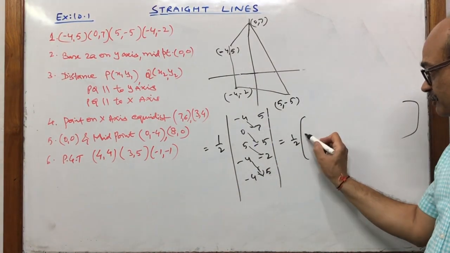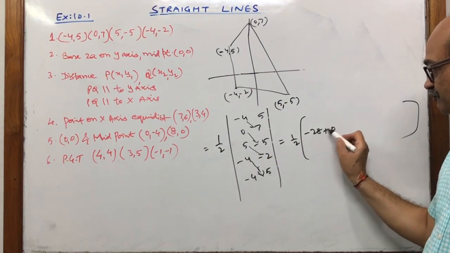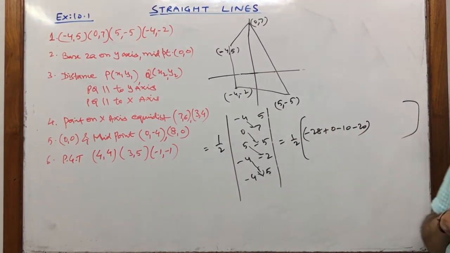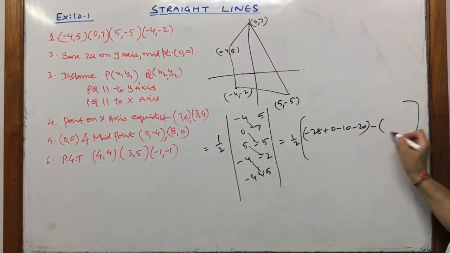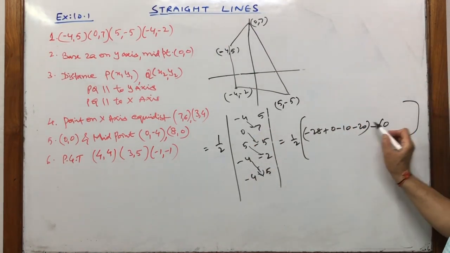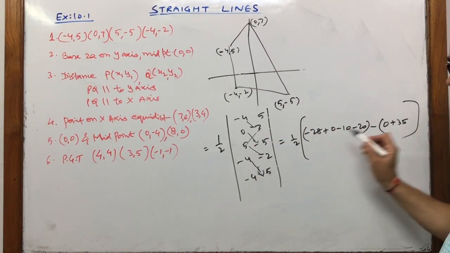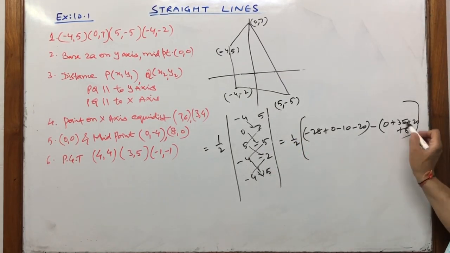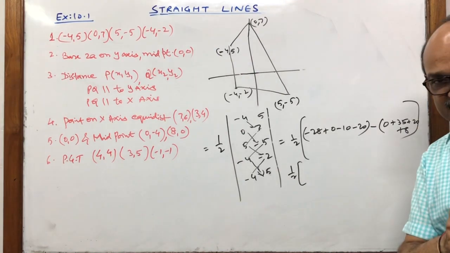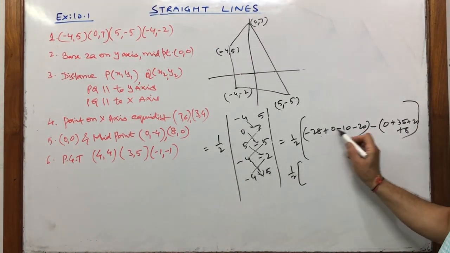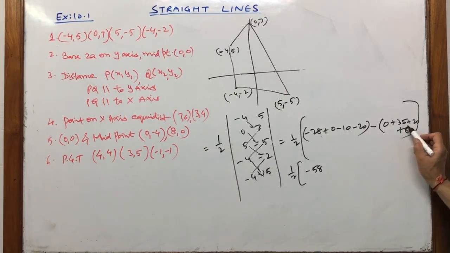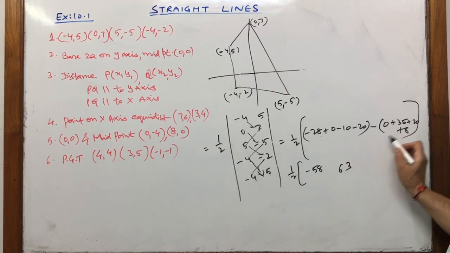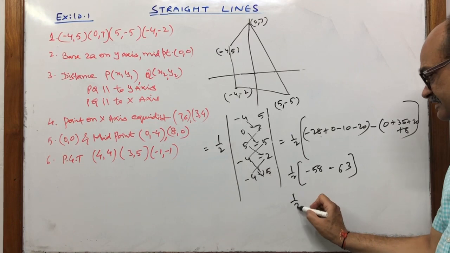First, 4 into 7, 28, 0 into 5, 0, 5 into 10, and 4 into 5, 20. Correct? Second, put a minus sign, cross: 5 into 0, 0, 7 into 5, 35, minus 5 into 4, 20, and the last plus 8. We'll get the final answer in a few minutes. 28, 10, 58, and 35, 6, and it is also negative. That is half.